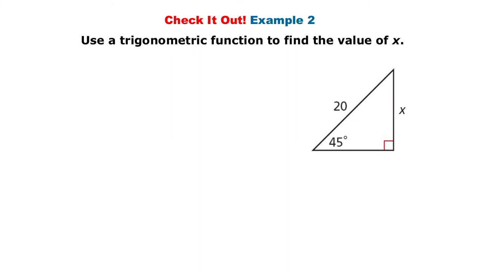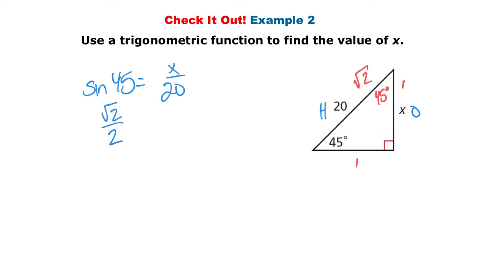Here again, I notice I'm working with a special right triangle because it's a 45, 45, 90 triangle. And I remember that those side lengths were 1, 1, and the square root of 2. And I'm working with the opposite and the hypotenuse, so I'm going to use sine again. So sine of 45 is going to equal x over 20. Now I know from my table that the sine of 45 degrees is the square root of 2 over 2. And remember, we got that by rationalizing the denominator. So the square root of 2 over 2 equals x over 20.